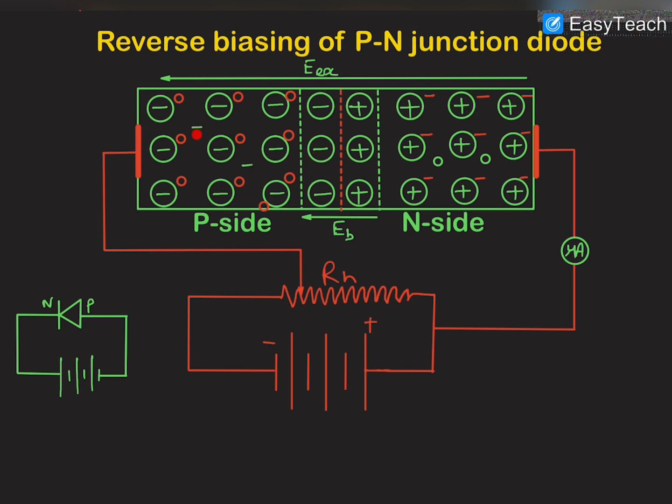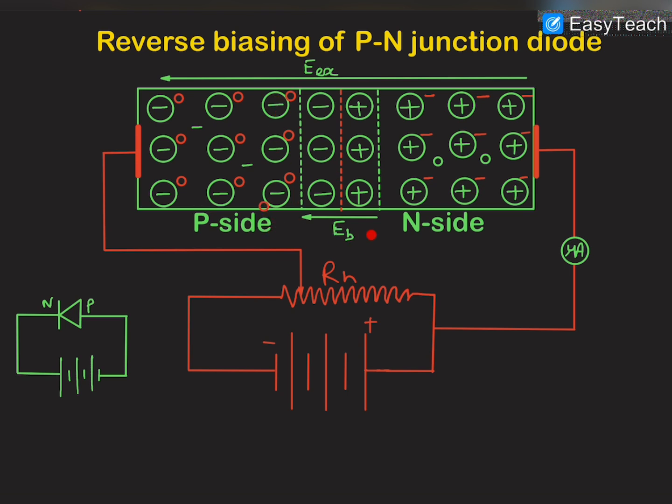In fact, it pulls these electrons on the P side, which are the minority carriers, towards the junction, and these holes on the N side, which are the minority carriers, towards the junction. So this external electric field is supporting the drift current, and as you know, the drift current is due to the minority carriers. The amount of minority carriers in the P side and N side is very small, so the drift current which would be flowing will be very small.